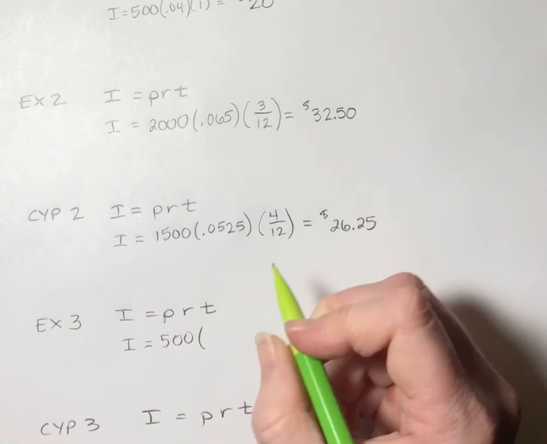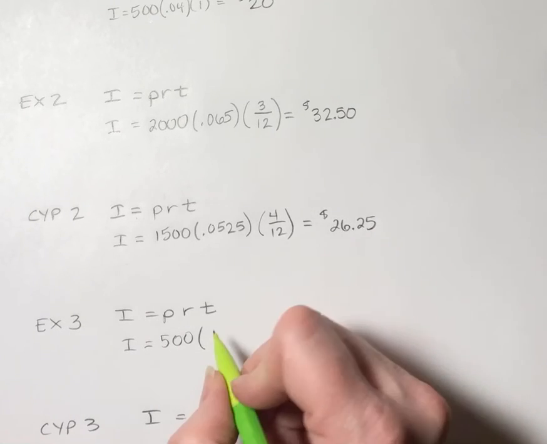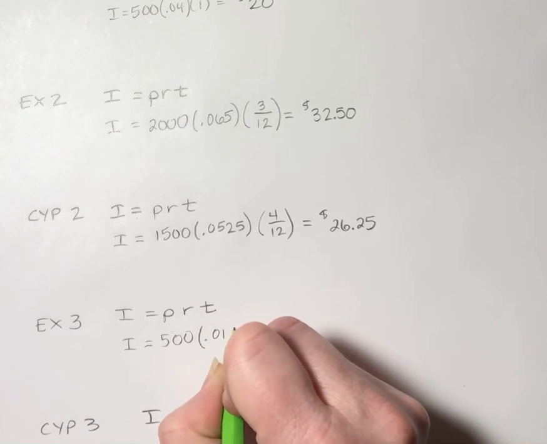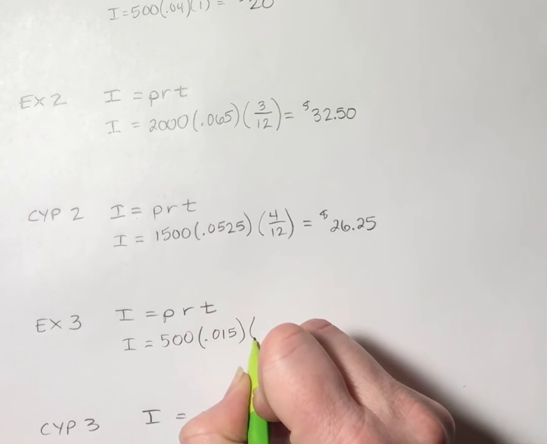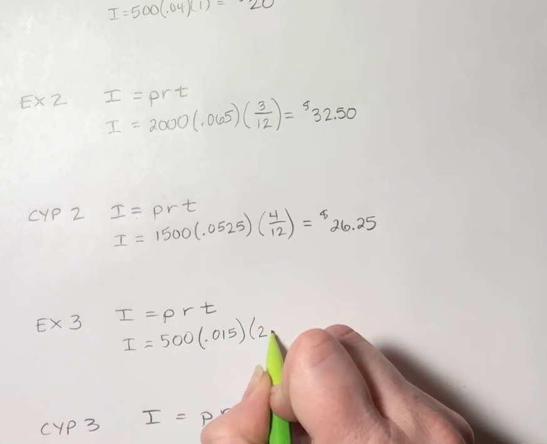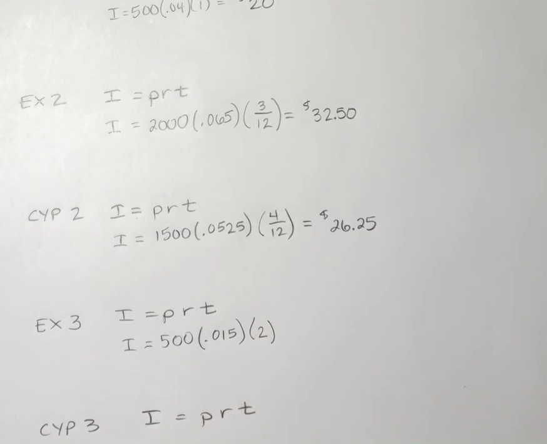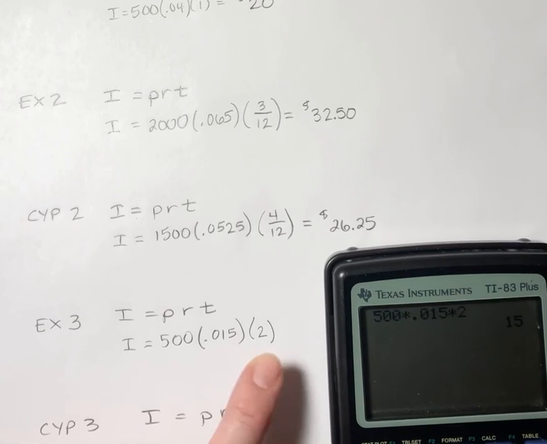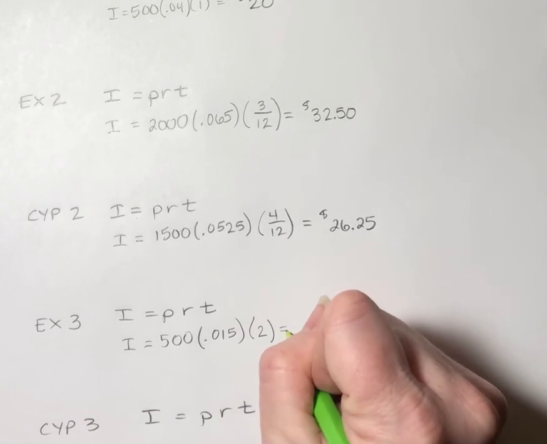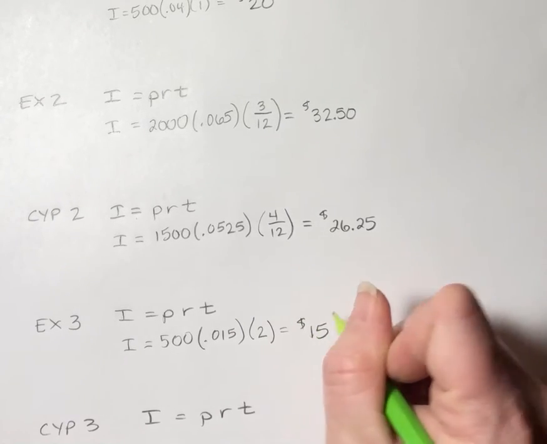My interest rate is 1.5%, but it's per month. So because this is per month, my time has to be in months. Well, my time was 2 months, so I don't have to change anything. I get to use everything as is. So 500 times 0.015 times 2, or $15 in interest.